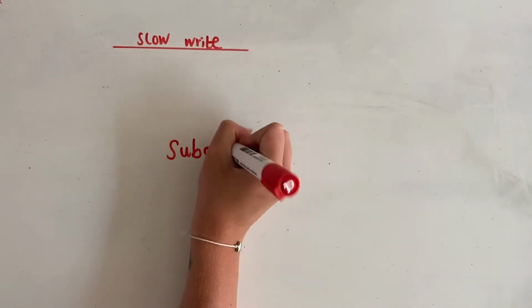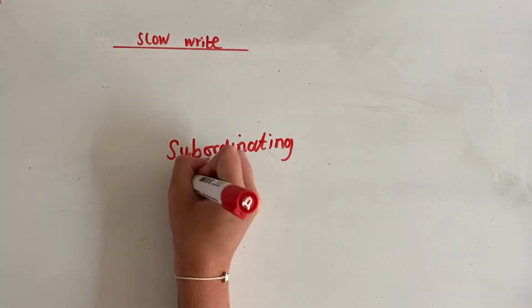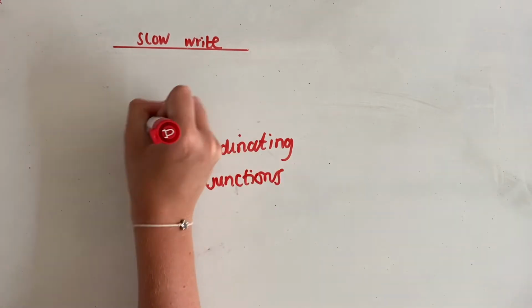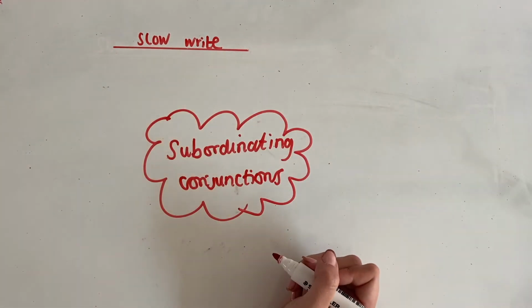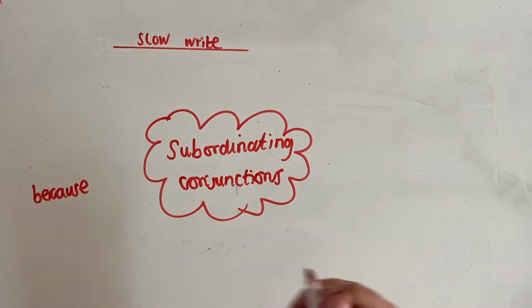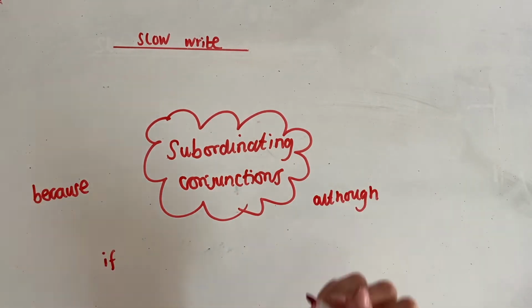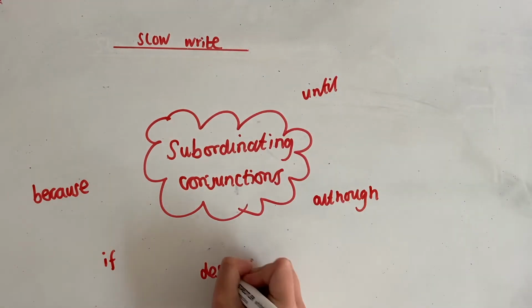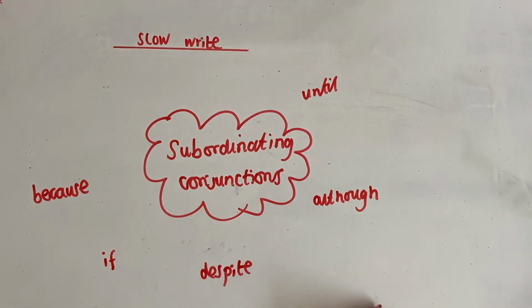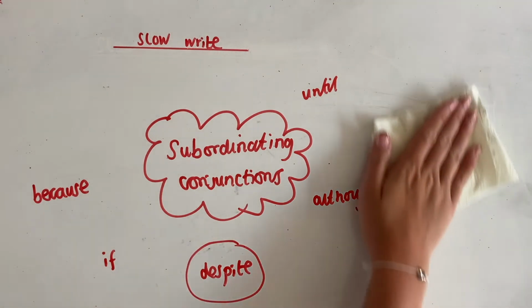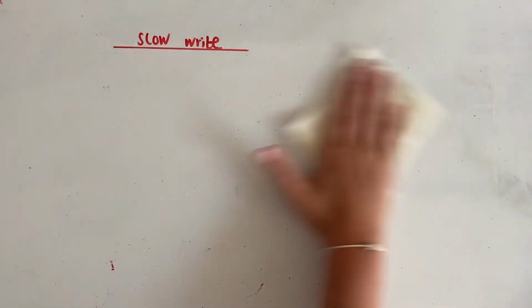Our second sentence is going to contain a subordinating conjunction. Let's take a look at some examples. You could have because, although, if, until, or despite. Which one do you think you're going to use? I'm going to use the one despite.